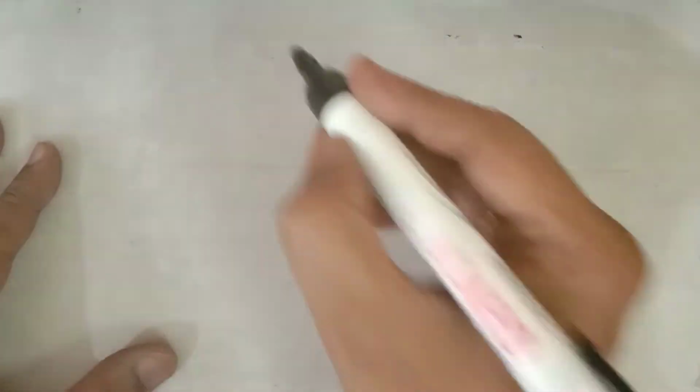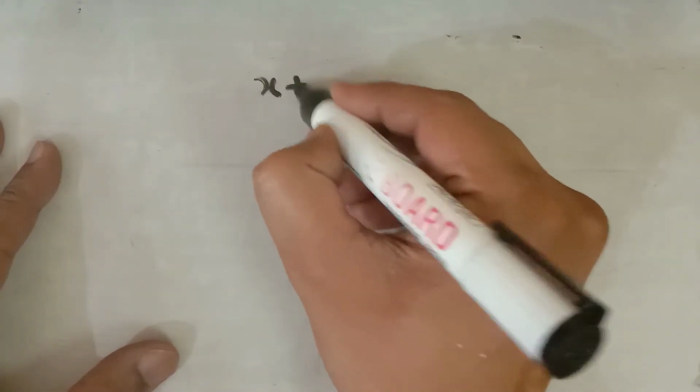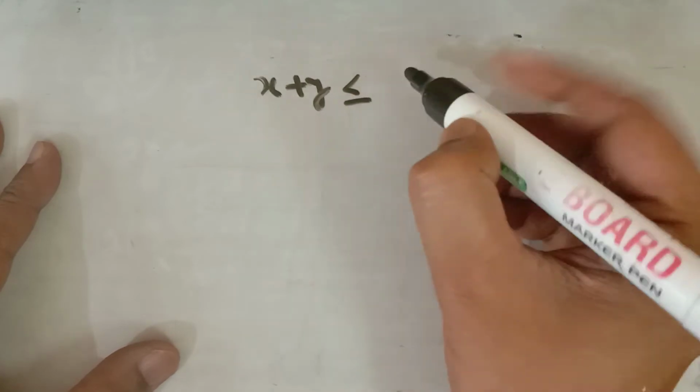Now suppose we have two variables. Suppose you have to draw the graph of x + y ≤ 4.